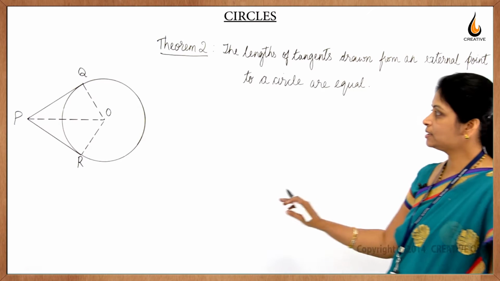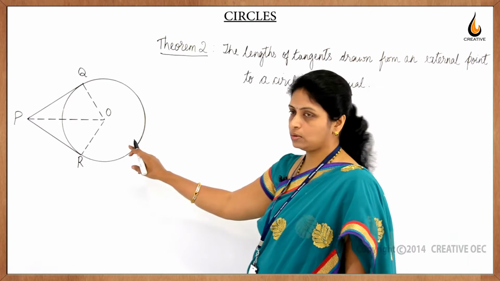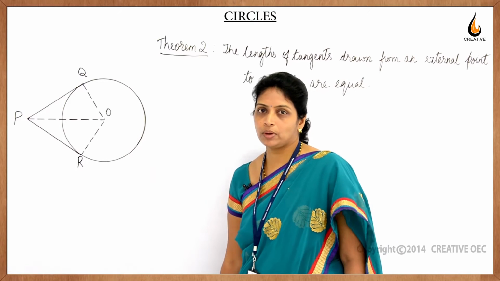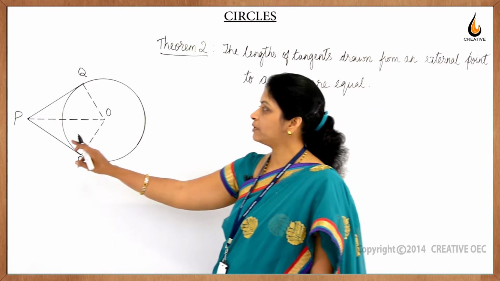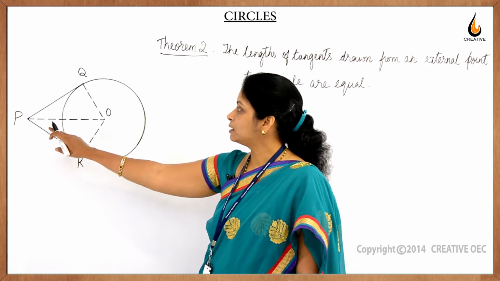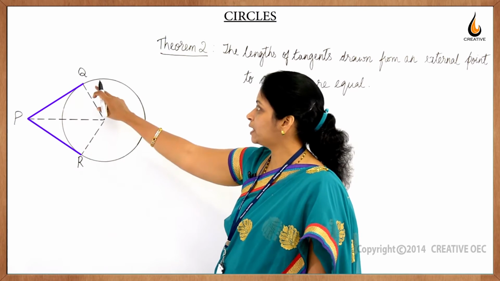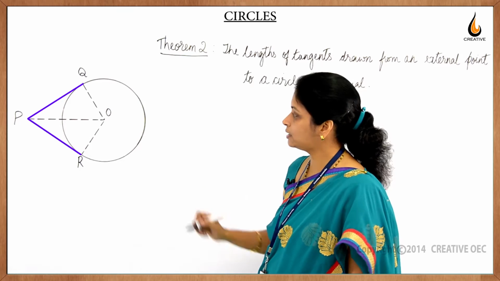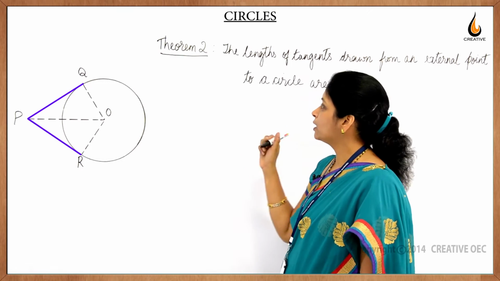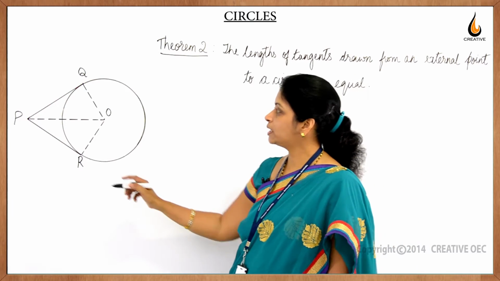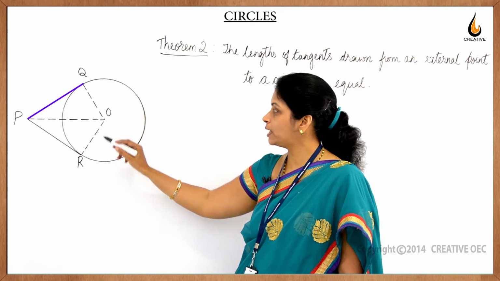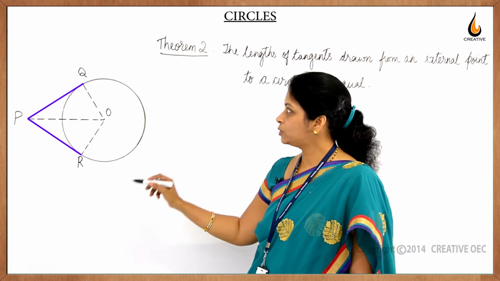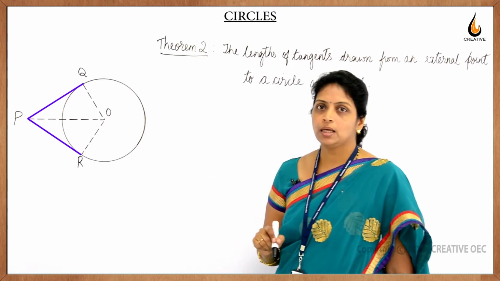Now we will consider this circle with center O and P is an external point. From the point P we have drawn two tangents, PQ and PR. One tangent touches the circle at Q and the other one touches at R. According to the theorem, we have to show that these two tangents PQ and PR are equal. We have to show that PQ is equal to PR.